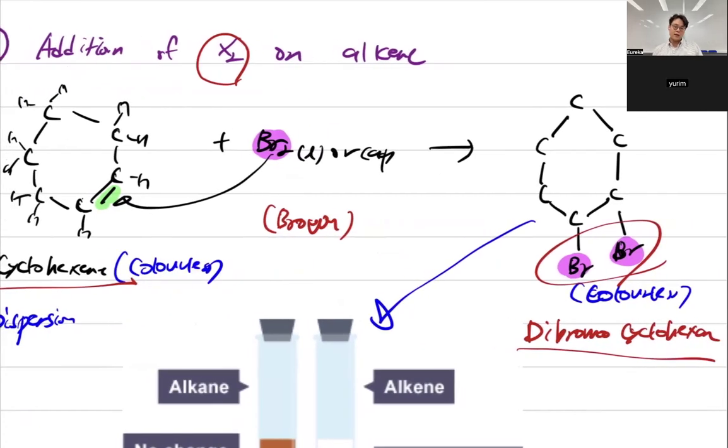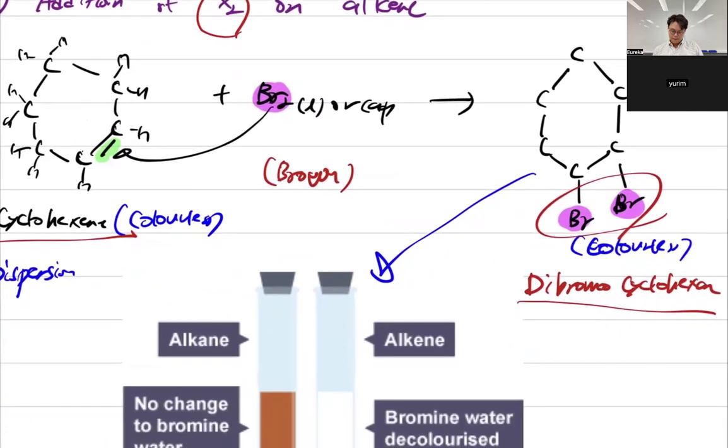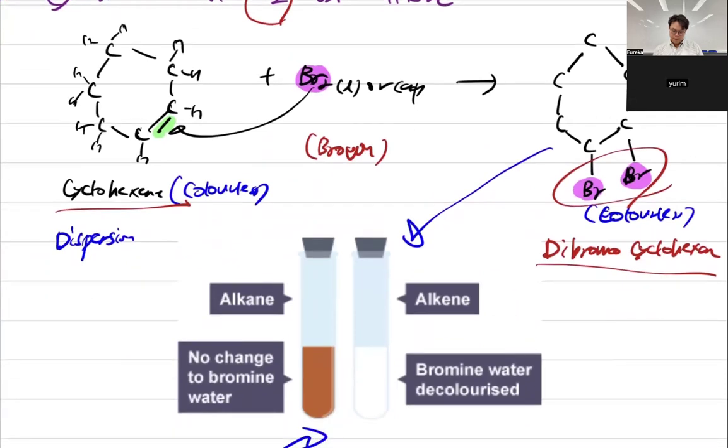What about dibromocyclohexane? Dipole-dipole. Good. Because it's always coming back to that. This is why I've been warning you since year 11, guys, you will get it back again and again. And that's how we make the questions in the HSC and trial exams too.